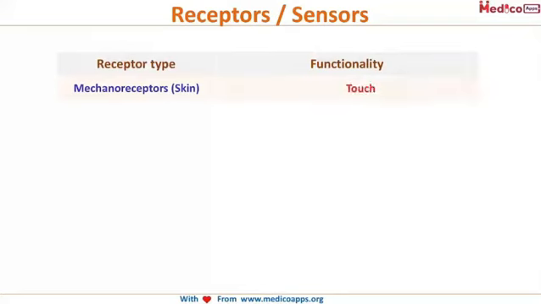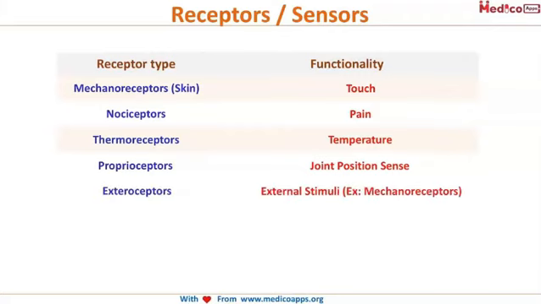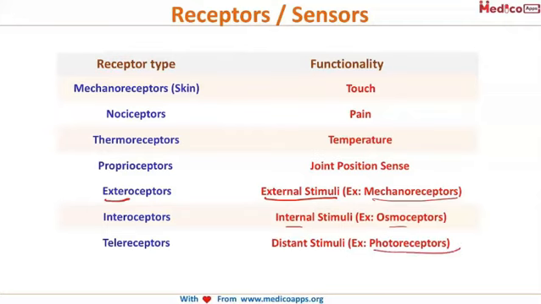The first one is mechanoreceptors and they function for touch. Nociceptors, as the name suggests, are for pain. Thermoceptors similarly are for temperature. Proprioceptors are for the position sense of the joints, and exteroceptors, extero means for external stimuli, for example these are nothing but again these mechanoreceptors. Then interoceptors are for internal stimuli such as the osmoceptors, and telereceptors are for distant stimuli. The main example is the photoreceptors present in the eye.